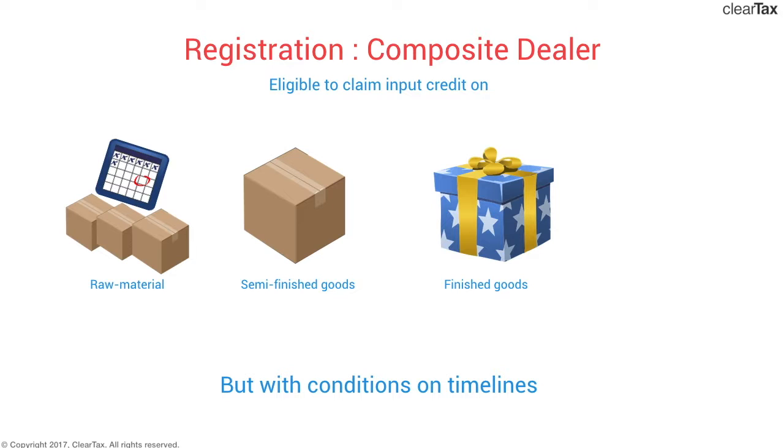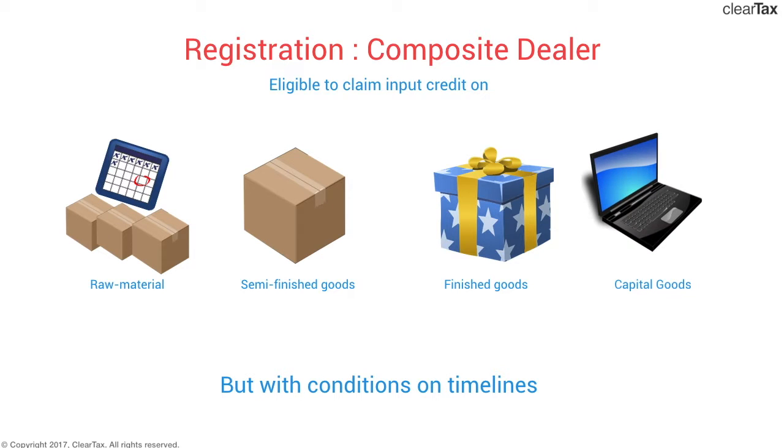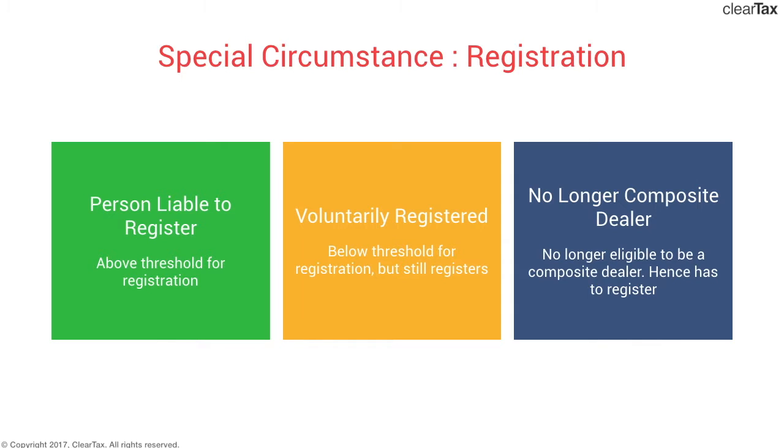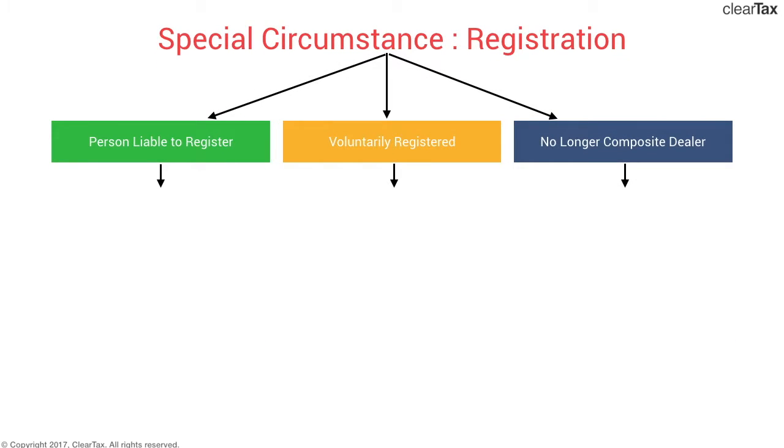But there's one more thing he can claim input credit on: capital goods. Again, there's a condition for timeline. Let's check out what this condition is. For a person who's liable to register, who's above the threshold limit for registration, he is required to apply for registration within 30 days from the date he becomes liable to register. That is, within 30 days from when he crosses 19 lakhs or 9 lakhs of aggregate turnover.